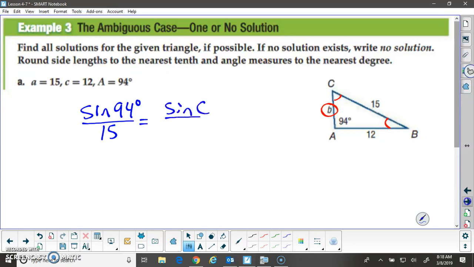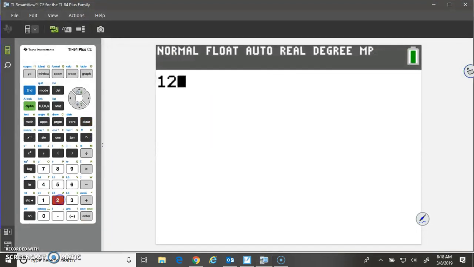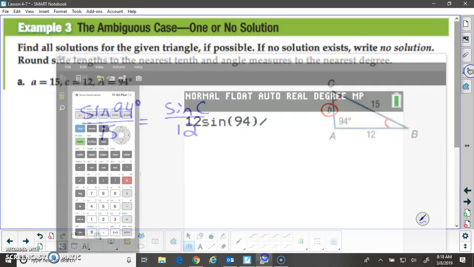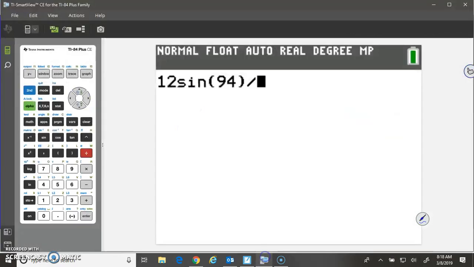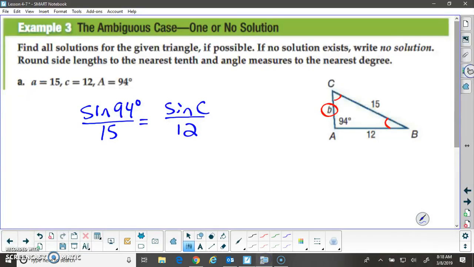of C over 12. So now when we cross multiply and divide, we're going to have to take 12 times the sine of 94 and then we'll have to divide by 15. And what we get is a value that is equal to the sine of C.